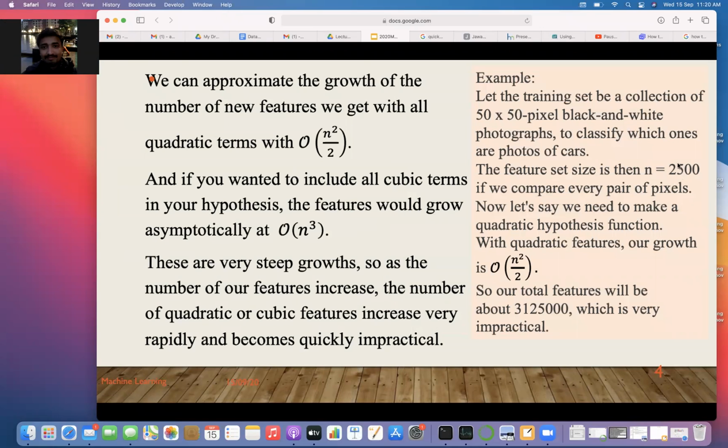Each pixel is x1, x2, up to x2500. Each pixel's light intensity will become one column. So 2500 columns will come, means x1 to x2500. If you want to take linear hypothesis, then 2500 are good enough. But if you want to extend to the quadratic, then for each pixel, you need to take the quadratic terms. Those are 2500 and cross terms also. All those put together, it becomes 31 lakhs. Okay, sir.